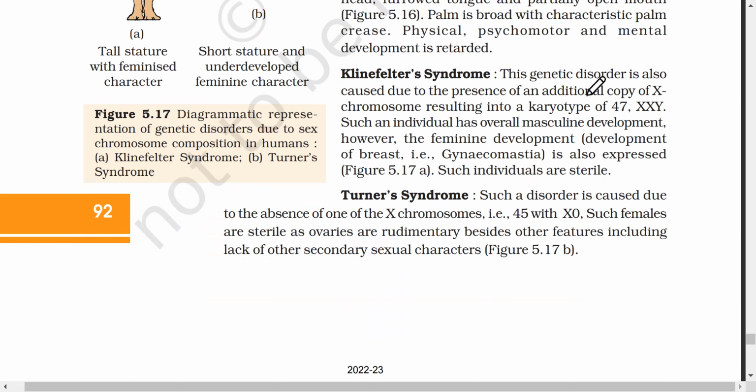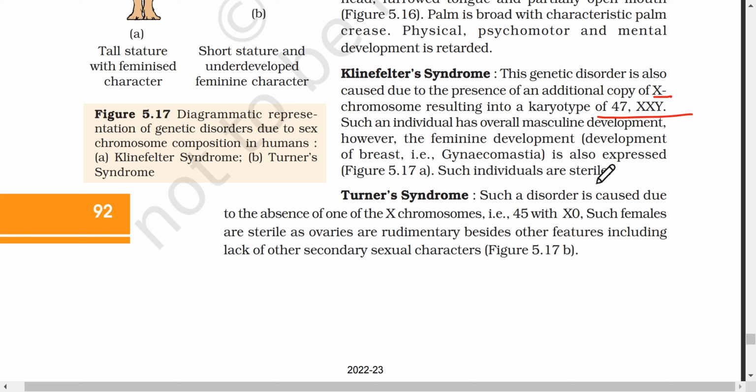Klinefelter's में क्या होता है? This genetic disorder also causes the presence of an additional copy of X. तो Klinefelter's में X का एक extra copy है, resulting into a karyotype of 47, XXY in males. Such an individual has overall masculine development, however, the feminine development of breast, that is gynecomastia, is also expressed. Such individuals are sterile. तो Klinefelter's is for males, एक extra X copy होगा, तो 46 की जगह 47 होंगे again. This is aneuploidy. और ऐसे इंडिविजुअल में ओवरऑल तो मैस्कुलिन होते हैं, but they're sterile and they also have gynecomastia.